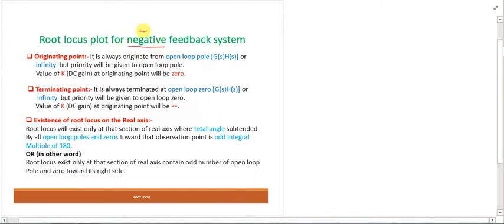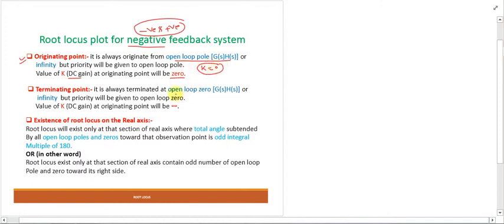Here we see the designing of root locus for negative feedback and for positive feedback. What is the originating point? The originating point is nothing but the point from where the roots start. The roots always start from open loop poles. At this point, the value of k, or we can say the DC gain, is always 0.